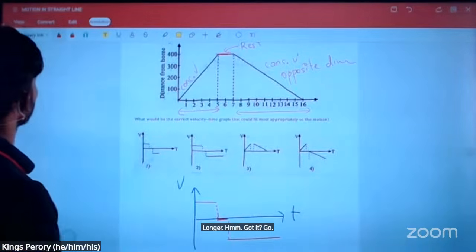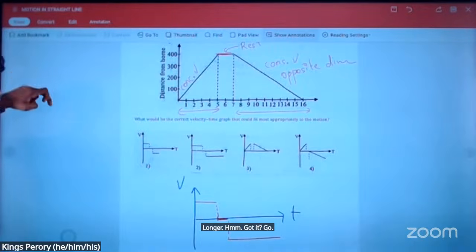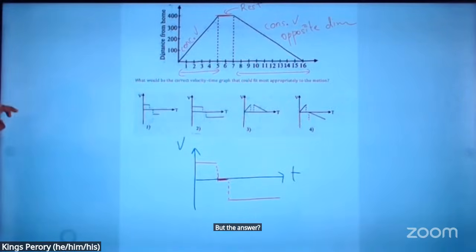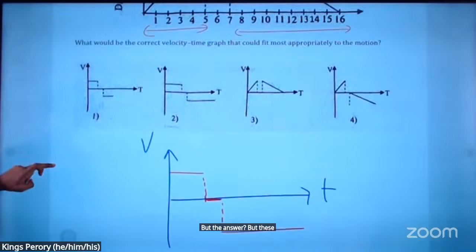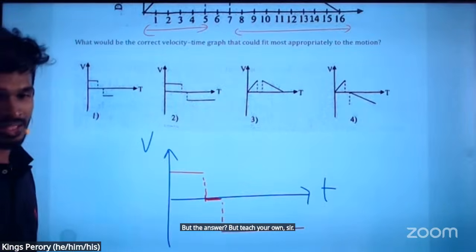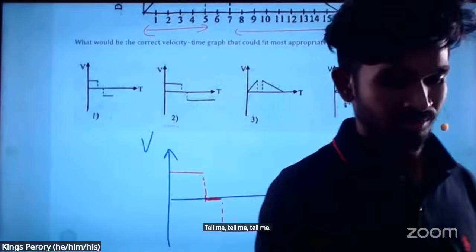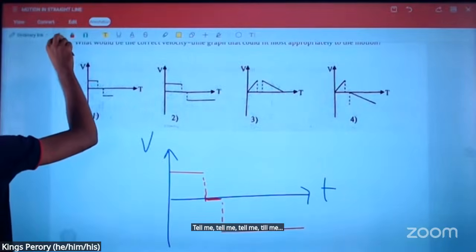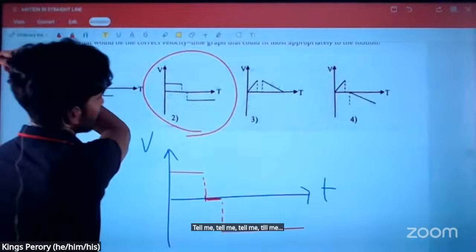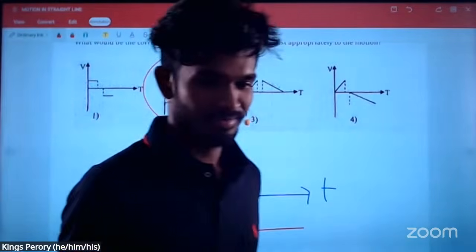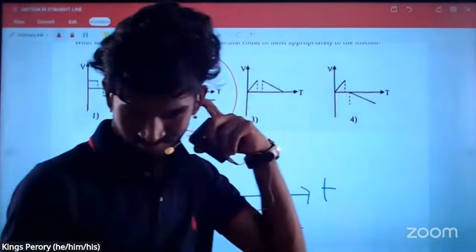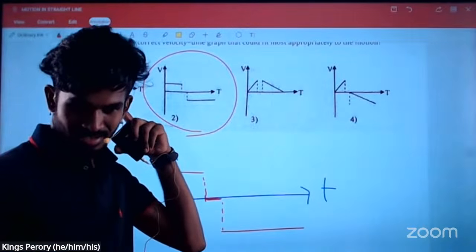Go. Can't see, no. What's the answer? What is your answer? Tell me. Second. Okay.